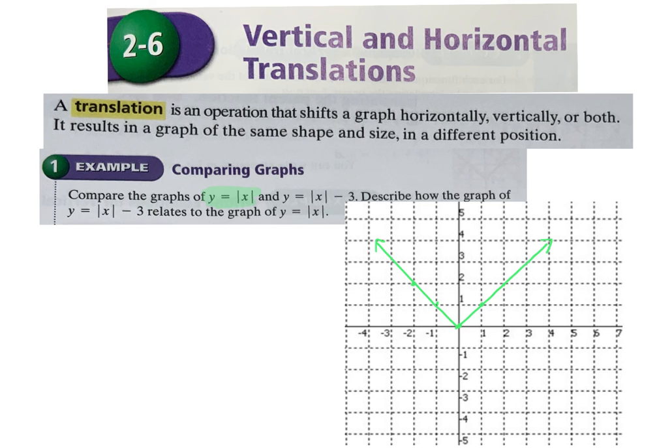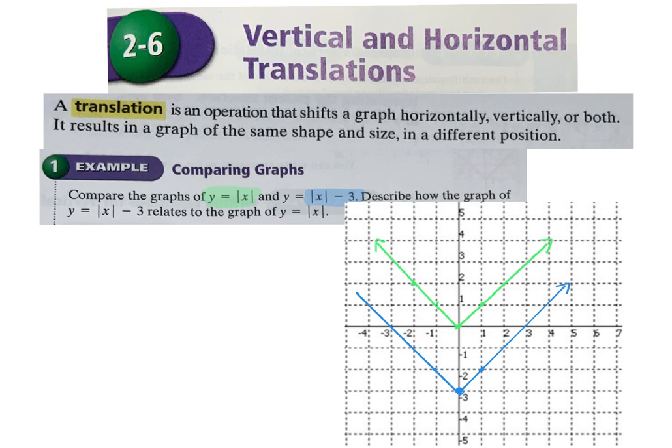And then the next one says, compare this graph. So where's my vertex on this next one? It's actually at (0, -3), right? And so I would go down here to (0, -3). What is my slope of this next graph? 1. So it's still going to be this guy. So this should look identical to my parent function. It's just moved.